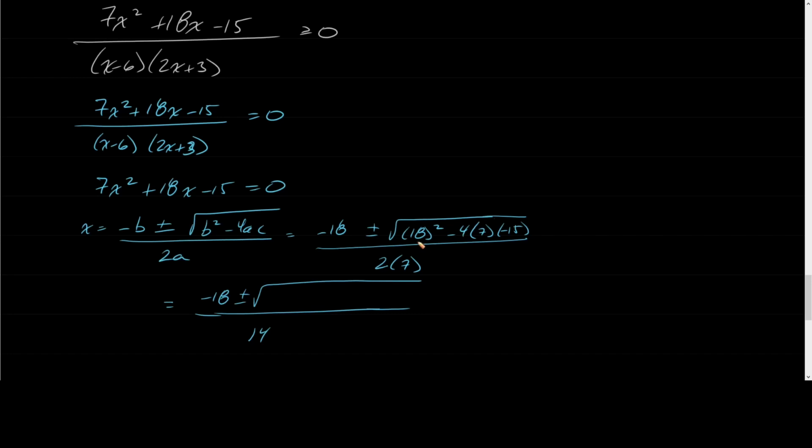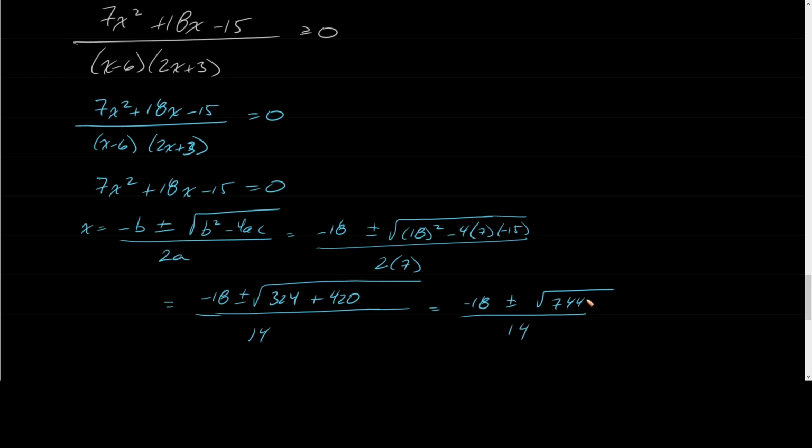And we see, well, 18 squared is going to be 324. A negative times a negative is a positive. 4 times 7 is 28. And 28 times 15 is 420. At this point, well, adding those up, 324 plus 420 is going to be 744. And all of that over 14.